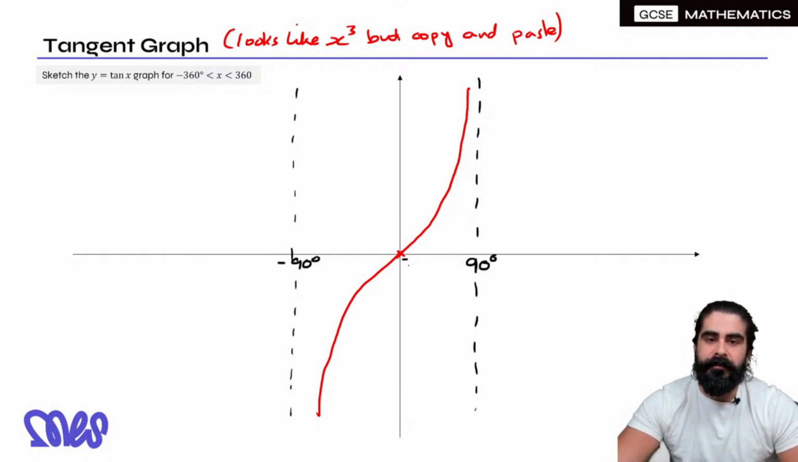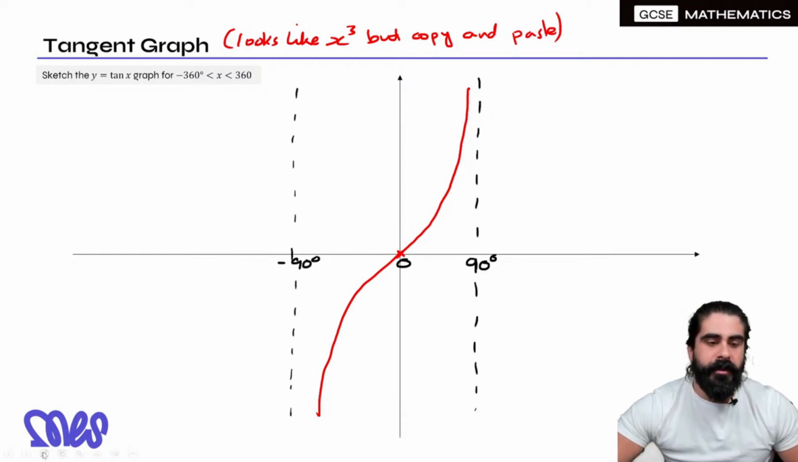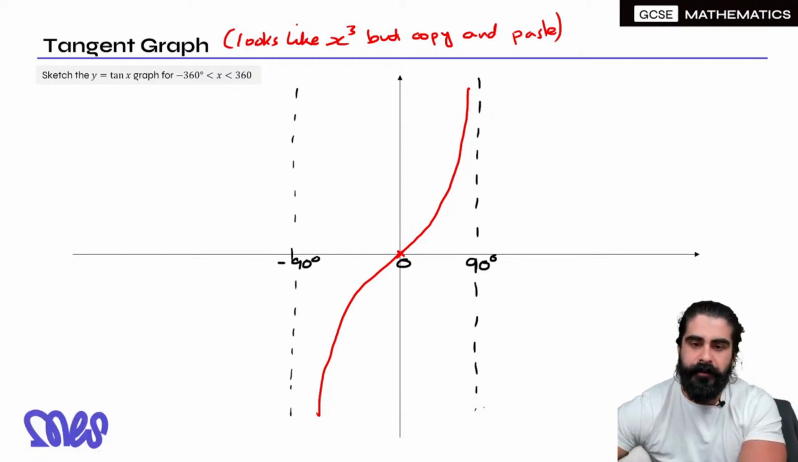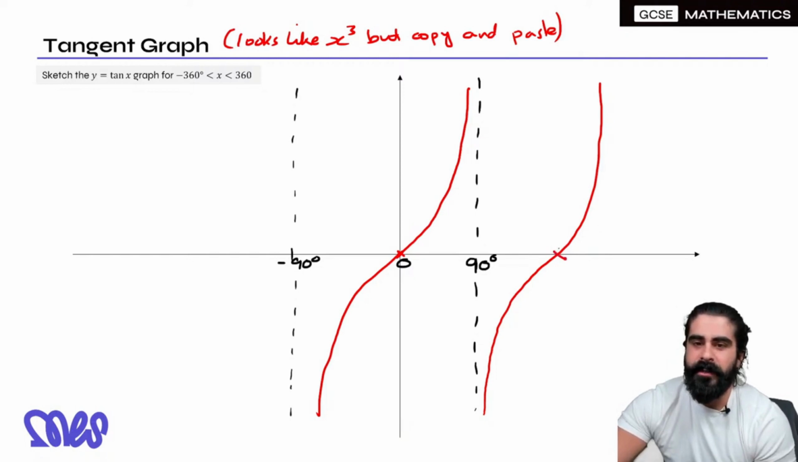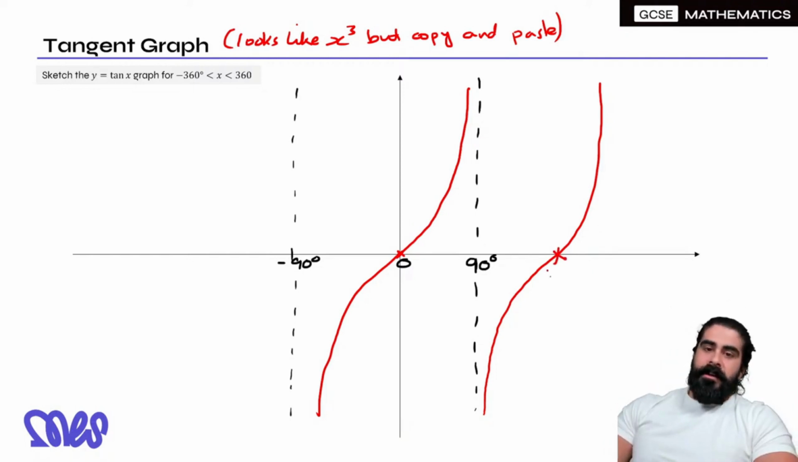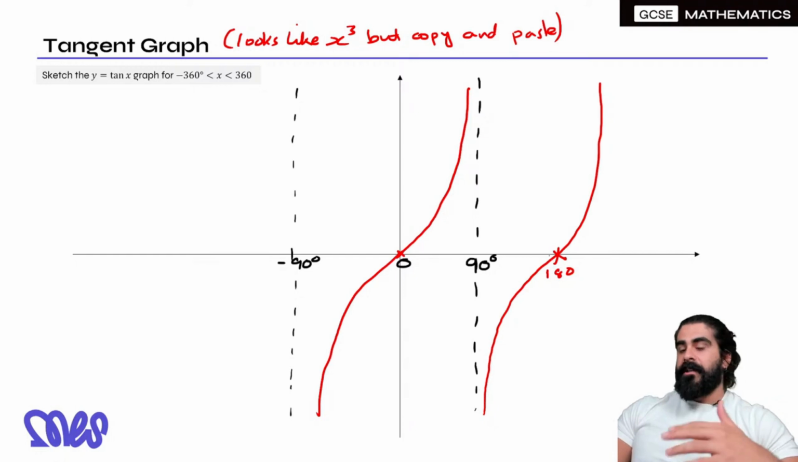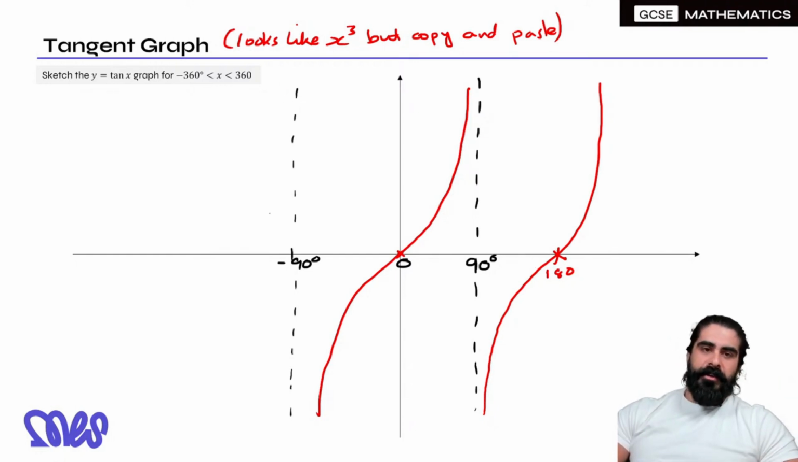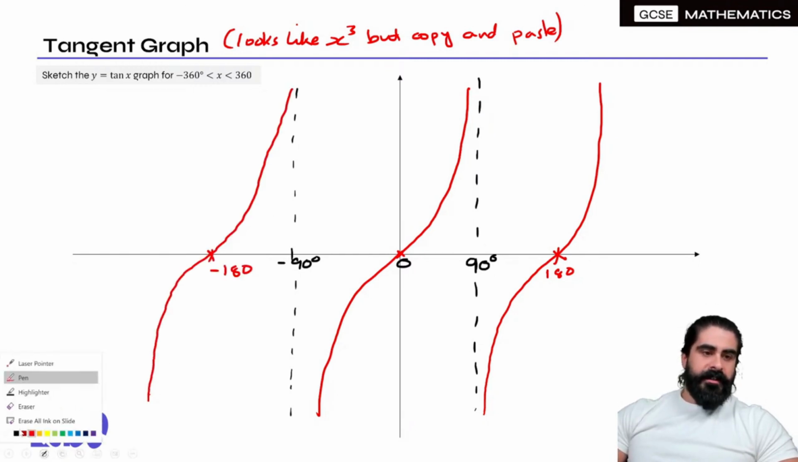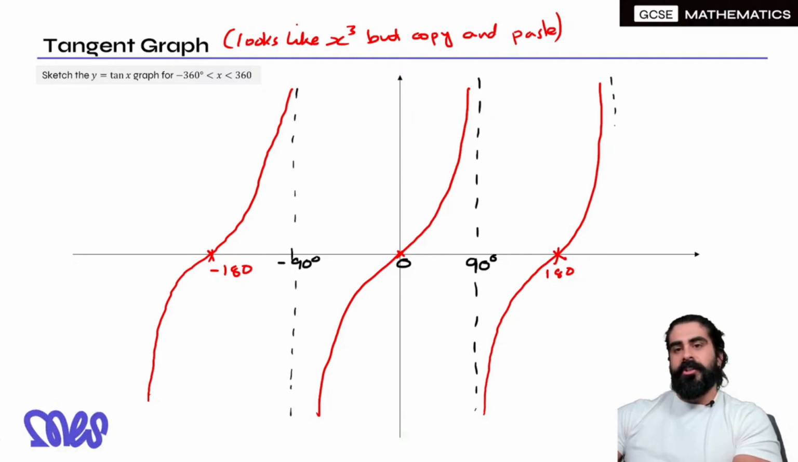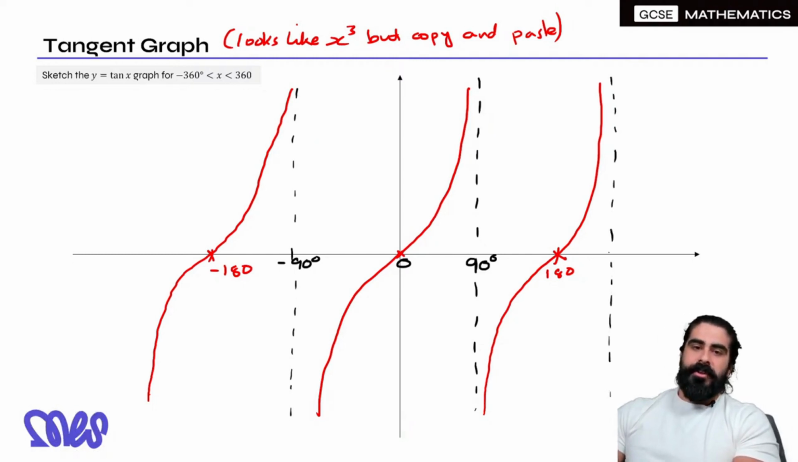You have 0. Then all we're going to do is copy and paste another graph. What do you think this point is? So 180. But the next asymptote will be at 270. I'm just going to copy and paste it over on the other side as well. Let's just draw another one over here. Then we can do the asymptotes, which, as you're assuming, is going to be at 270 and -270.